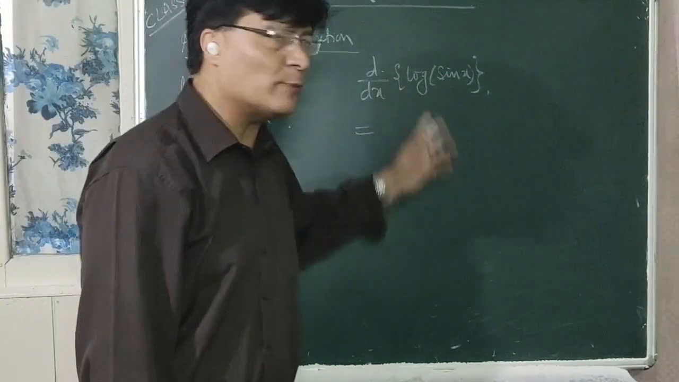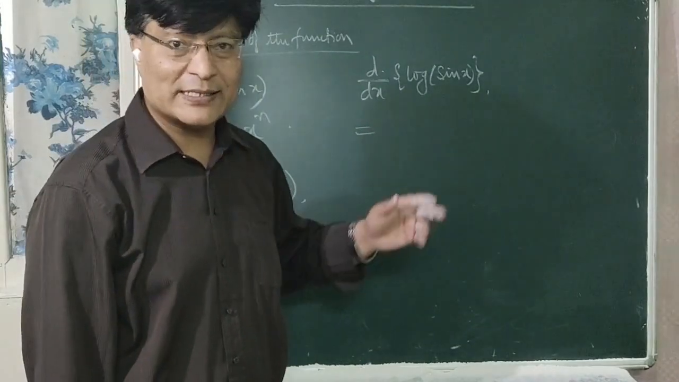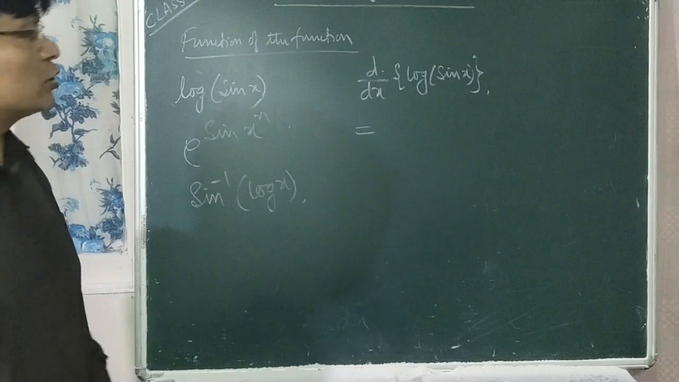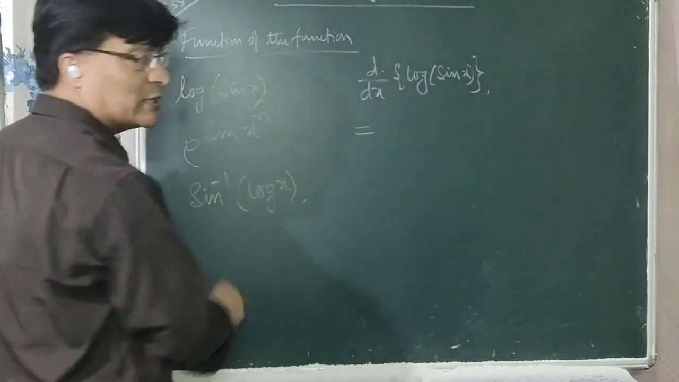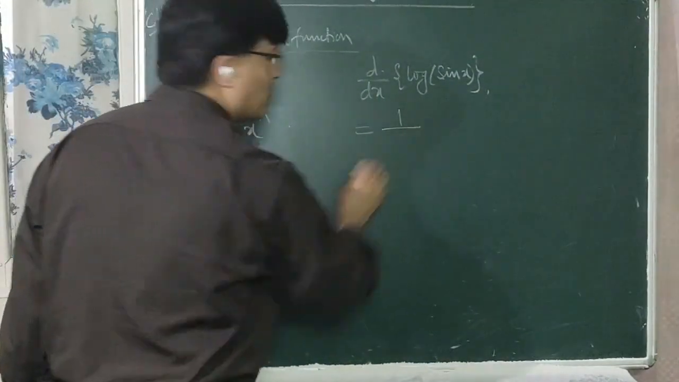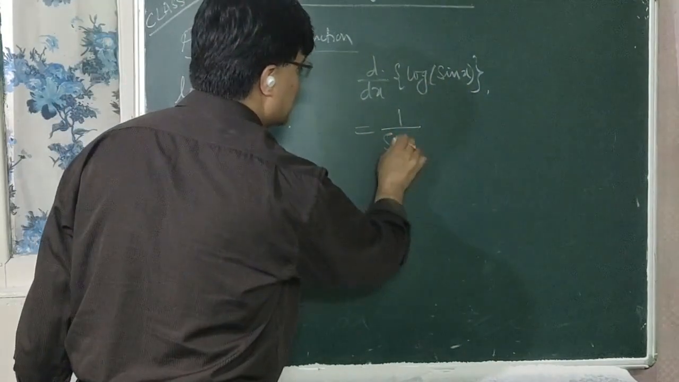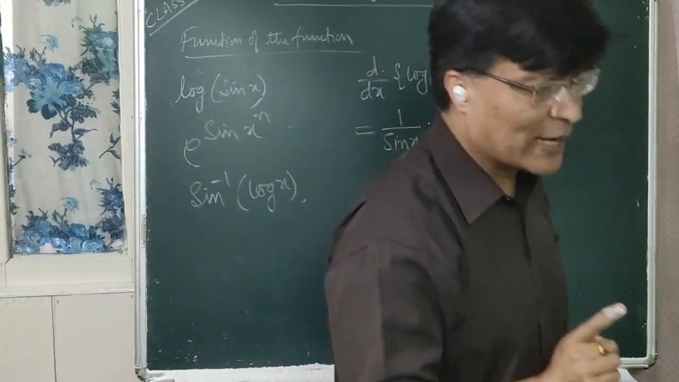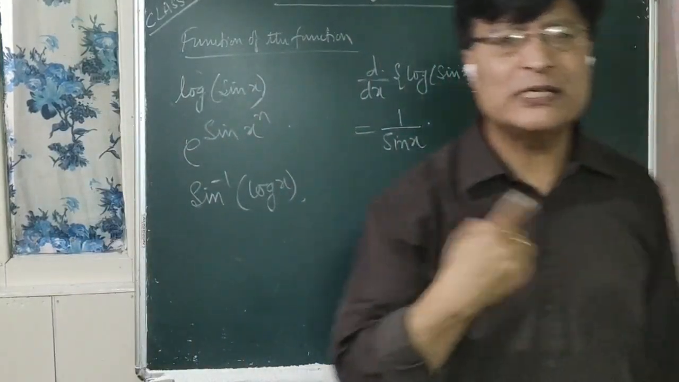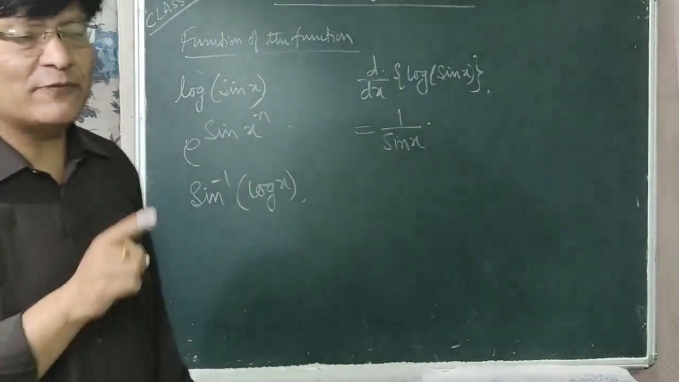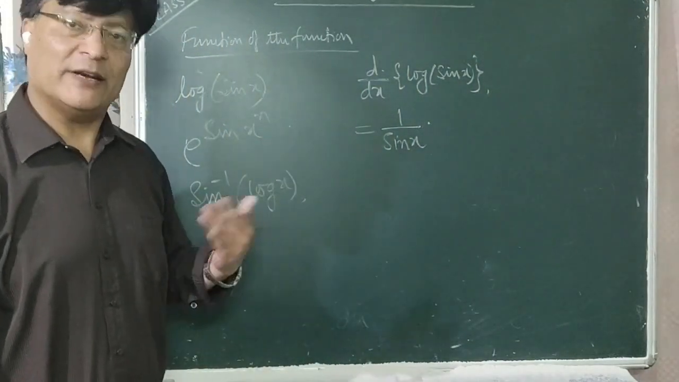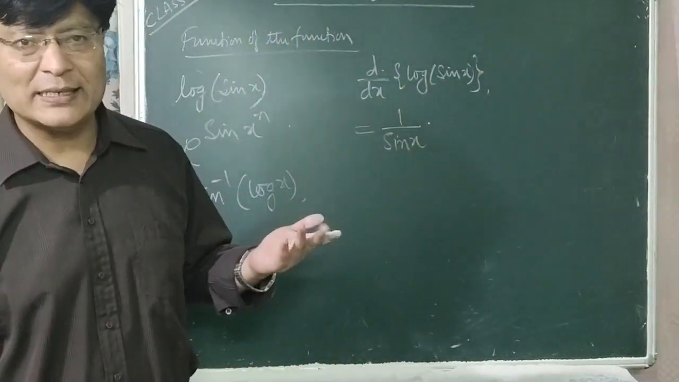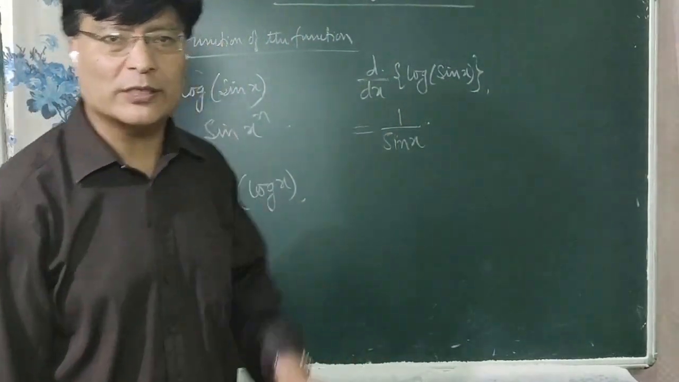So in this case, which function is assumed as x? Sin x. Okay? First of all, we take log x. So what is the differentiation of log x with respect to x? It is 1 upon x. But what is x here? Sin x. Okay? Now in this case, the function which is assumed as x should also be differentiated. The function which you have assumed as x, differentiate that again. For x, what did we assume? Sin x. That sin x we differentiate again with respect to x.